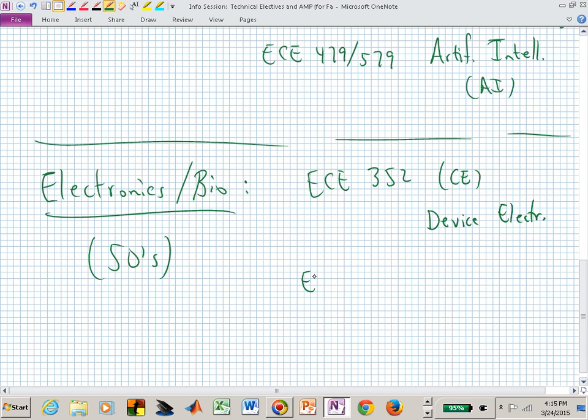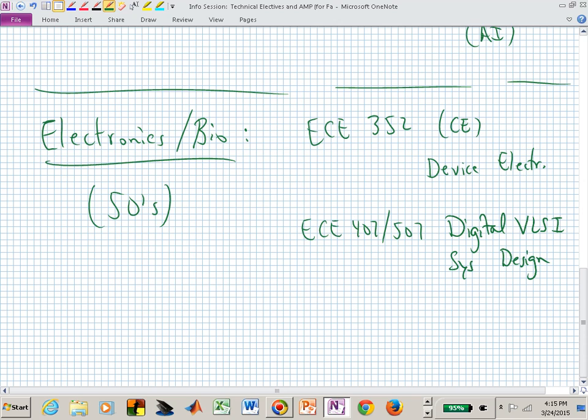Another class in the electronics sequence, and this could have been listed maybe in the computer sequence, is 407, 507. This is digital VLSI system design, very large scale integrated systems, is the VLSI, and that you might be interested in if you've liked the analog electronics. Now you can sort of combine those. Now you're doing digital electronics with very large scale integrated circuits.